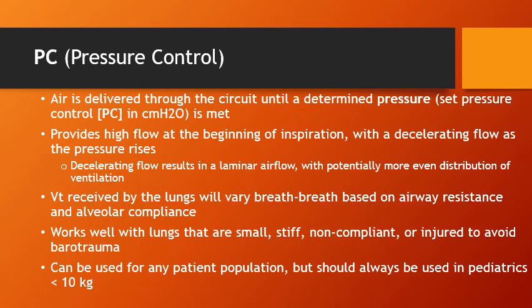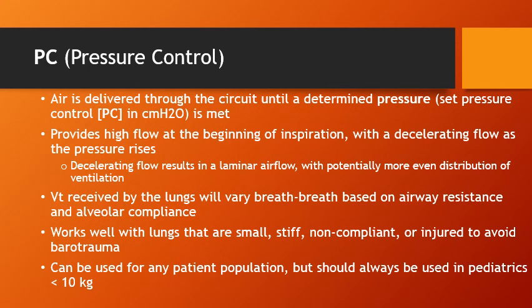In pressure control breath type, the ventilator will provide high flow at the beginning of inspiration and then decrease to a decelerating flow as the pressure in the lungs rises. So decelerating flow results in laminar airflow, and that potentially creates more even distribution of ventilation. So not something you need to know, but just something that I wanted to include in there with how this breath type delivers the breath.